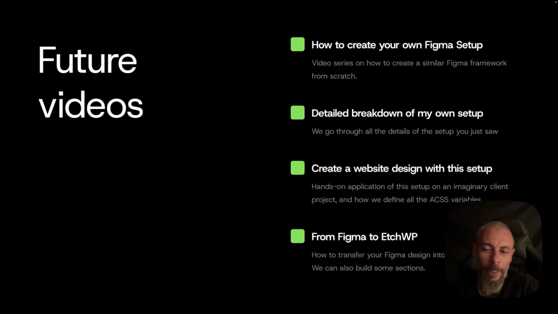Perhaps what we can do is to create a website design with this setup, so a hands-on application of the template. We can create an imaginary project and work with that and see how the process goes from start to finish. Or we can perhaps explore some Figma to EtchWP content, which is going to be focused on how to transfer your Figma design into Etch and Automatic.CSS, and we can definitely build some sections in EtchWP.